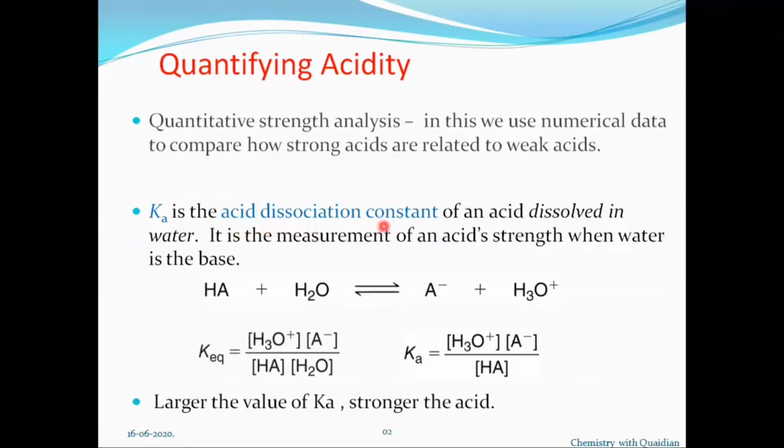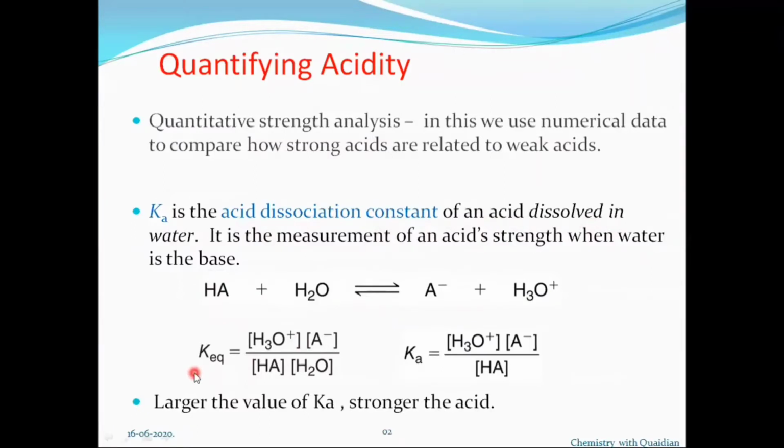So, the acid dissociation constant of an acid dissolved in water is the Ka. It is the measurement of the acid strength when water is the base. Consider this equation in which HA is an acid and it is dissolved in water. The reaction proceeds in equilibrium and the acid loses its proton and converts into A negative, and the water gains the proton that is donated by the acid and is converted into hydronium ion.